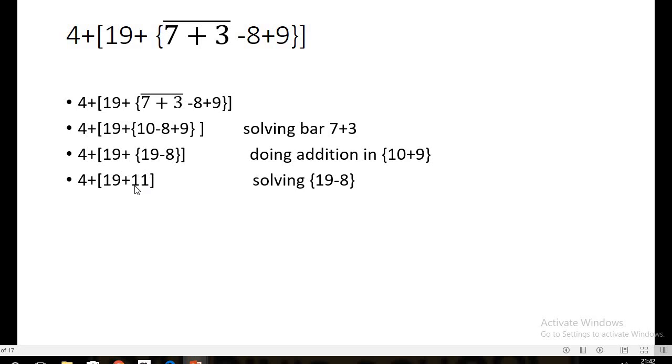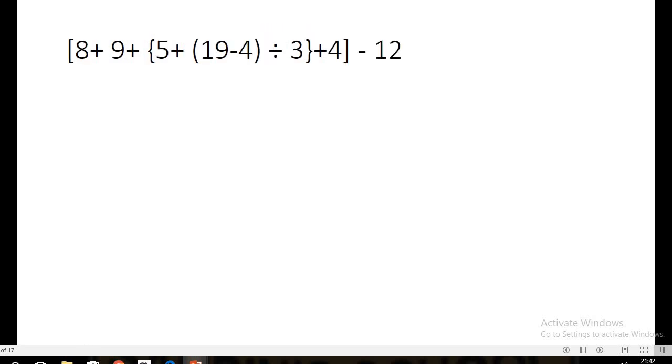Now 19 plus 11 is in the bracket, so we solve the bracket first. So we get 30. Now only 4 plus 30, that is addition, is left. So our answer is 34. Moving on to the next question.